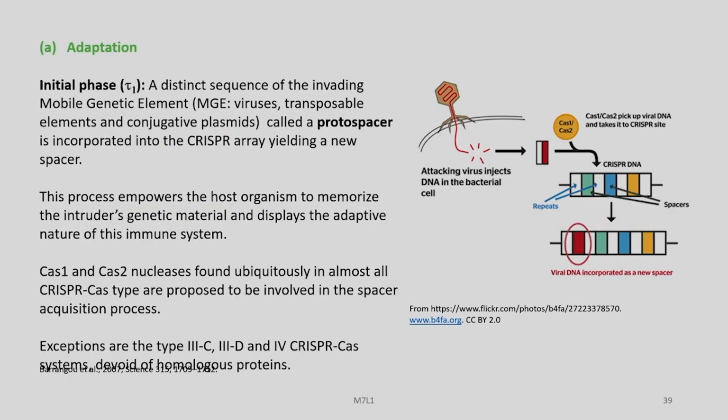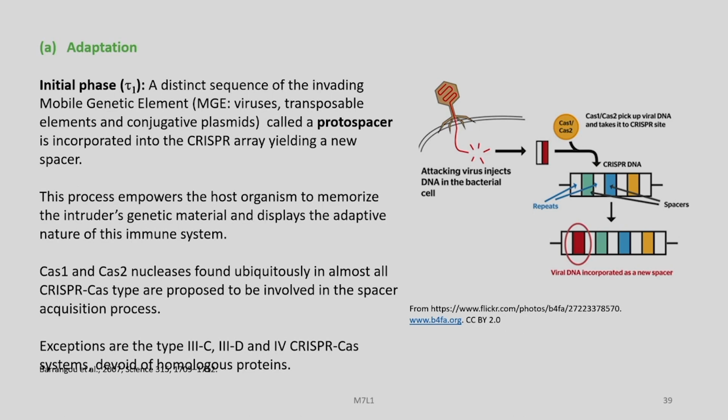Let us discuss in detail about the adaptation stage. So, this is the initial phase, or tau 1. A distinct sequence of the invading mobile genetic elements, which may be viruses, transposable elements and conjugative plasmids, and this distinct DNA sequence we call a protospacer, is incorporated into a CRISPR array, yielding a new spacer.